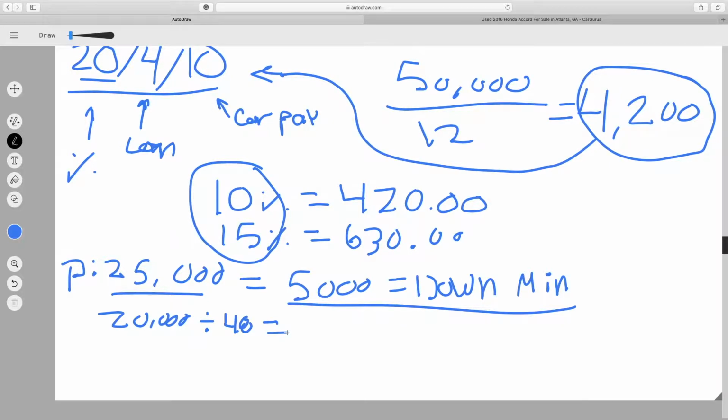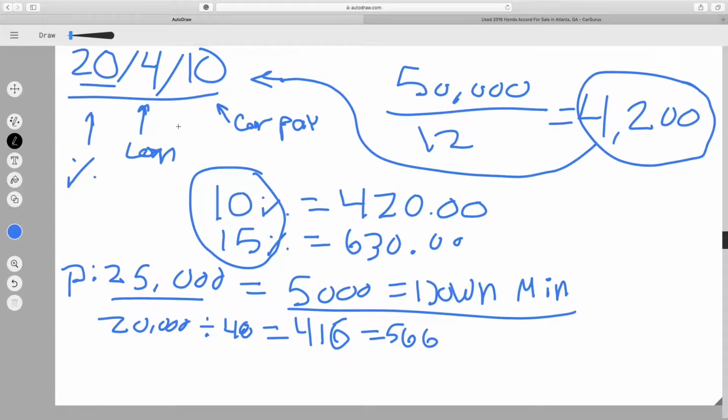So we divide that 20,000 by 48, and we get $416, and that falls right into the 10%. But this does not include gas and maintenance and insurance. So we're probably going to be around the 500. So let's average that out. Let's add another $150 for the insurance and all of that good stuff. That is going to bring you around $566, closer to maybe 12.5%, which is absolutely fine.